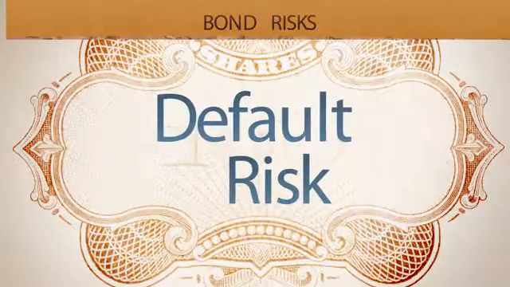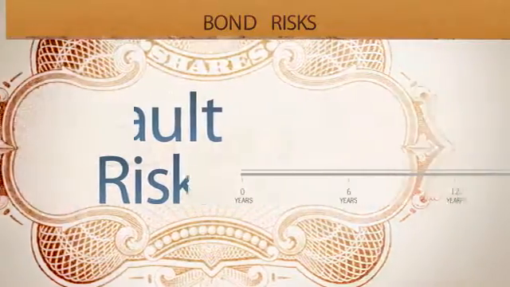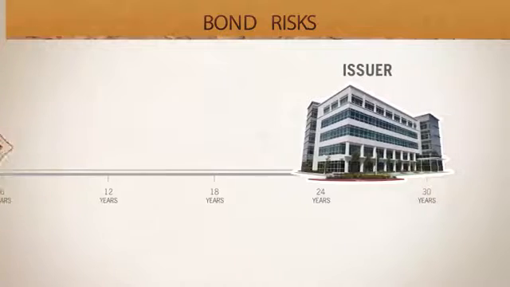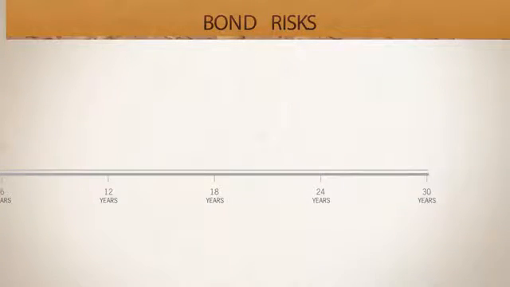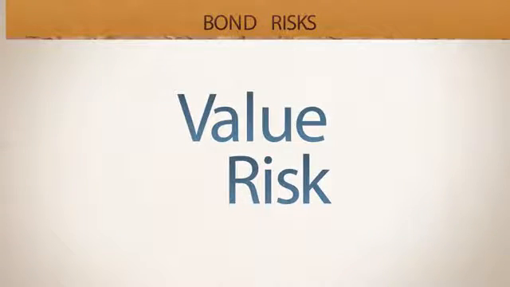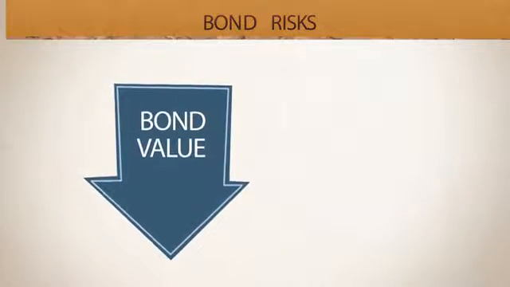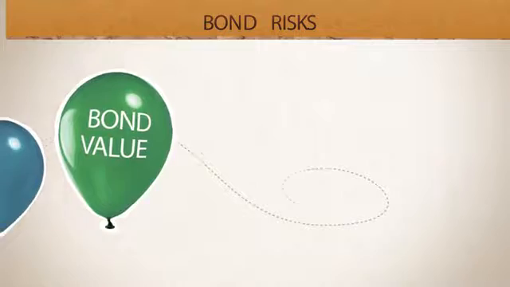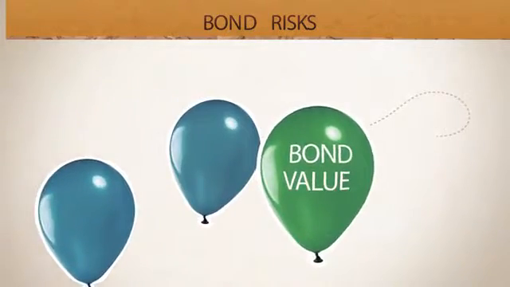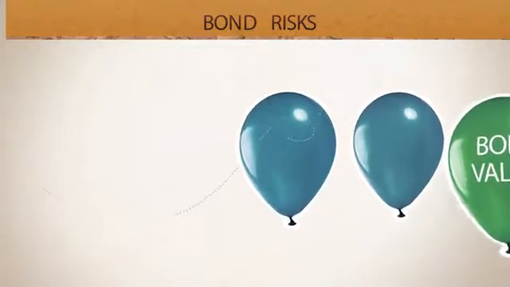First, bonds are subject to default risk, or the risk that an issuer may not be able to pay the interest or principal when it comes due. The value of a bond may also suffer if the issuer's credit rating declines while the bond is outstanding. Like stocks, bond values may fluctuate with changes in market conditions.